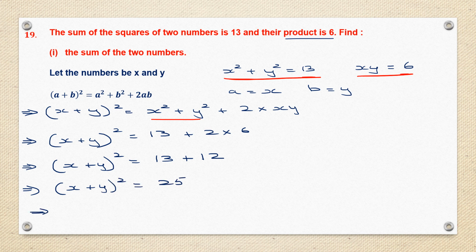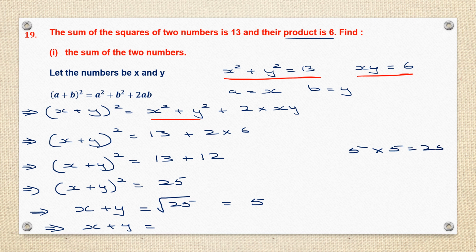Now we have to find only x plus y, because the question says find the sum of the two numbers. The two numbers are x and y, and sum means x plus y. That means we have to find the square root of 25. The square root of 25 is 5 because 5 into 5 is 25. Similarly, minus 5 into minus 5 is also 25 because minus into minus is plus. So in our answer, you must say x plus y is equal to plus or minus 5. So this is our answer.